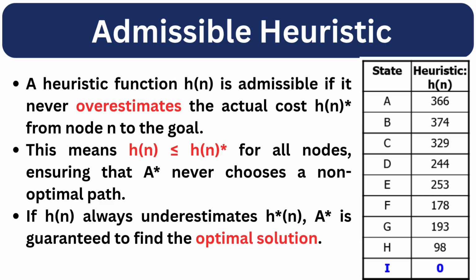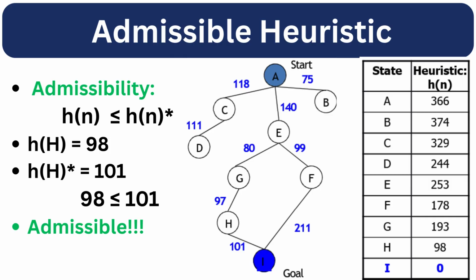Let's further understand this with an example. In our original heuristic table, the heuristic value of the H node was 98. The admissibility condition is that the heuristic cost should be less than or equal to the actual cost. So the heuristic cost is 98 and the actual cost to reach from H to I is 101. So 98 is less than or equal to 101. So the heuristic function is admissible.